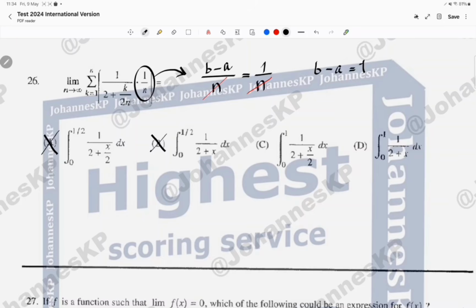Okay. Now, the next thing you do is you come to this. And you say k over 2n is equal to a plus (b minus a) over n times k. That's like a rule.